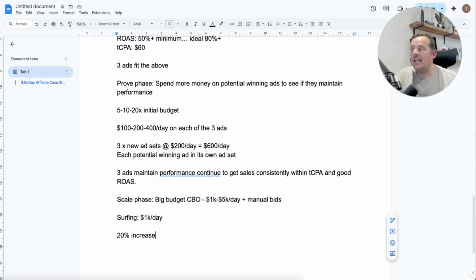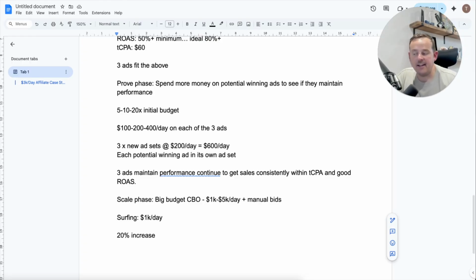I don't see as much performance now by doing doubles because I used to double the budget when I was surfing, and I see that can sometimes have more of a negative effect than positive. So it kind of wrecks a campaign, right? So for me, 20% increases seem to have more stability, and so I stick with that.